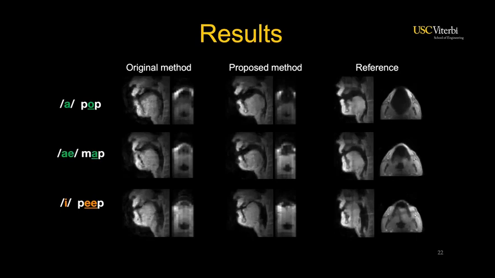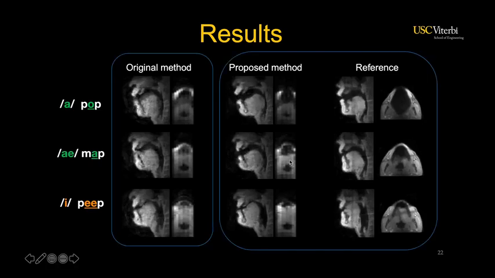Here are 3 static snapshots captured from the low and high tongue positions. Again, the motion blurring around the tongue boundaries is very obvious in the original method, while in the proposed method, the features are sharper and better visualized, which corresponds with the reference.